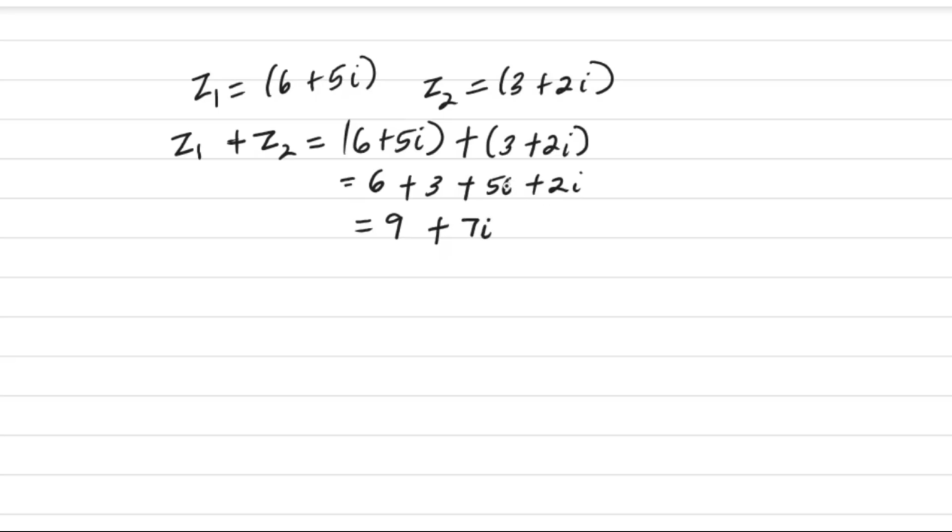Just take a look at it as the concept of adding 5x plus 2x. That's going to give you 7x. In this case, we don't have x. We are dealing with i.